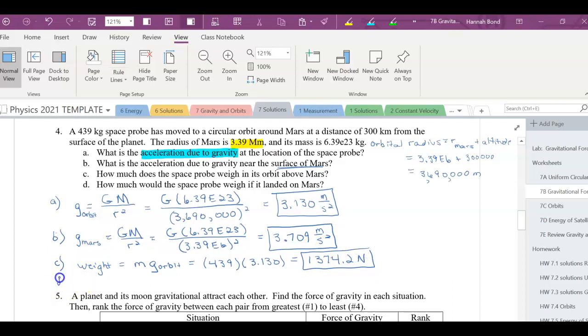And what if the space probe were to land on Mars? Then it would be on the surface of Mars, so its weight on the surface would be the mass times the g on the surface of Mars. So it's the same mass, but the g there is 3.709. And so it's going to weigh a little bit more. It's going to have a weight of 1,628.1 newtons.